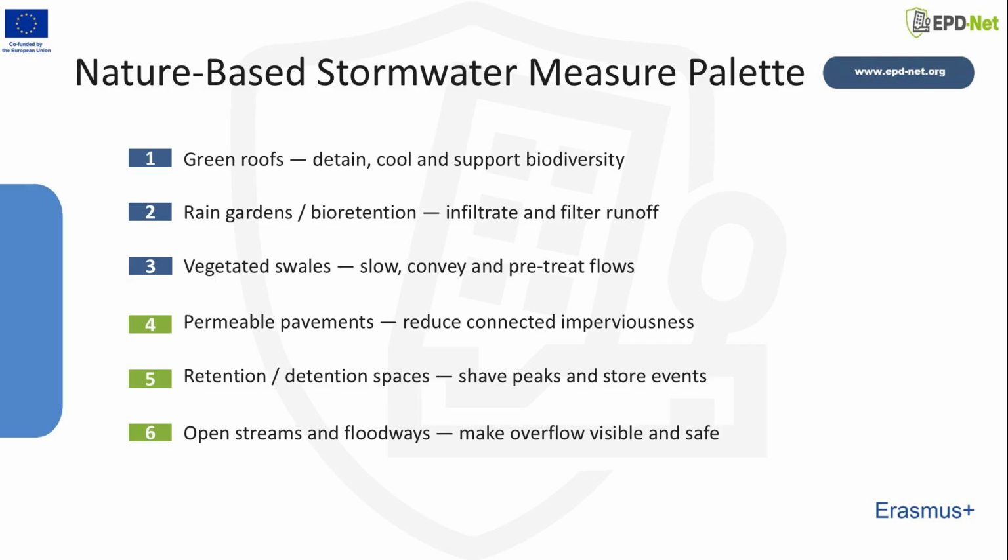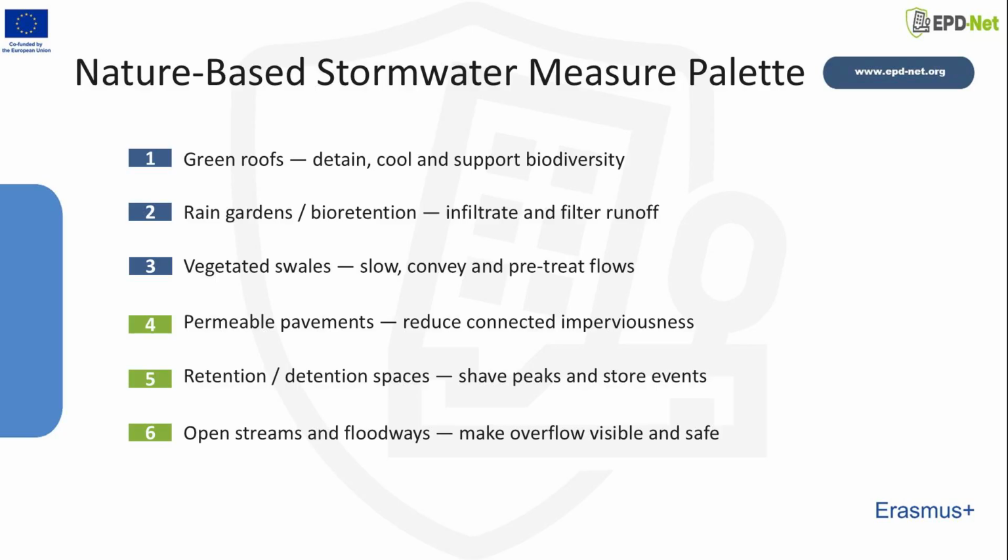Nature-based stormwater management depends on combining several different measures rather than expecting one solution to solve the entire problem. This slide presents a basic palette of measures. Green roofs can detain water, reduce heat, and support biodiversity. Rain gardens and bioretention systems can infiltrate and filter runoff. Vegetated swales can slow flows, convey water, and provide pre-treatment.